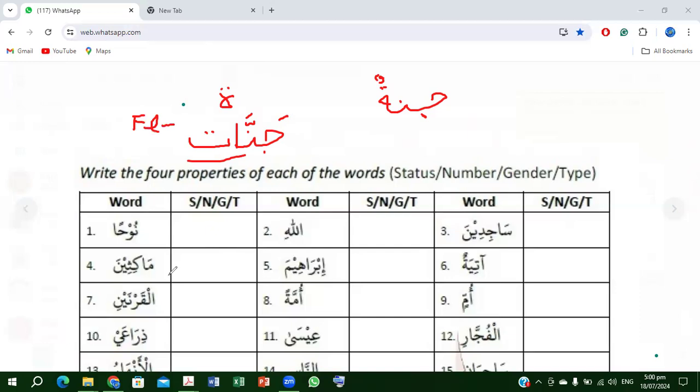Common. Yes, if there is no al, then this is proper. Now it is common. Perfect. Barakallahu feeki, mashallah. Perfect.